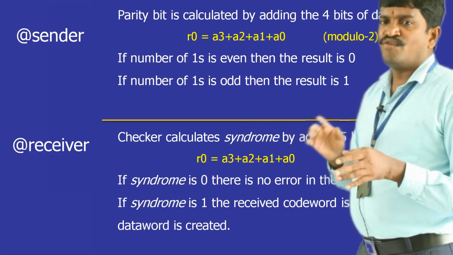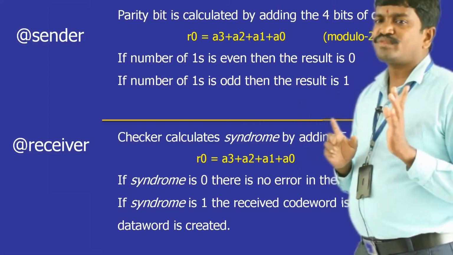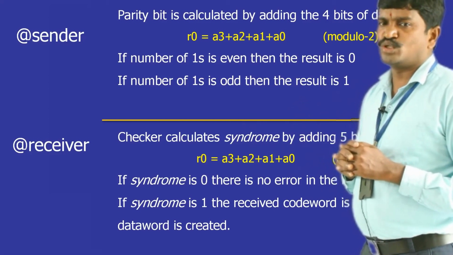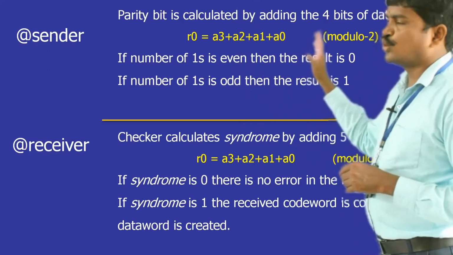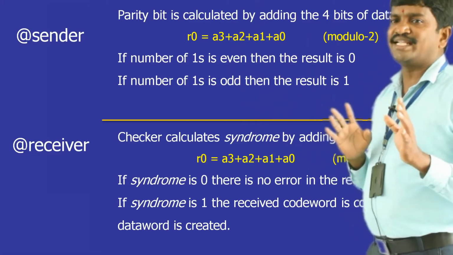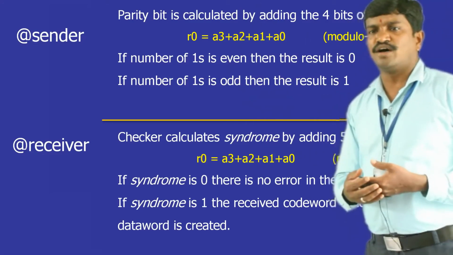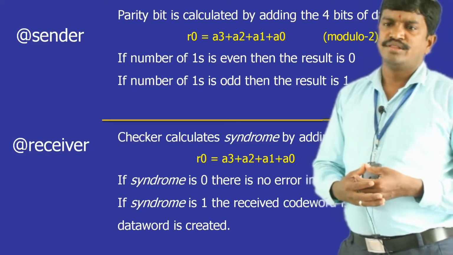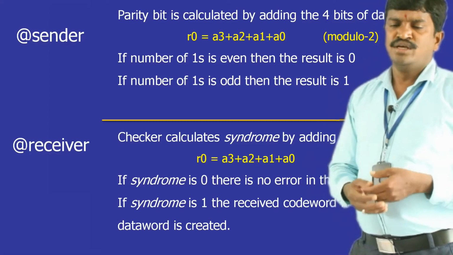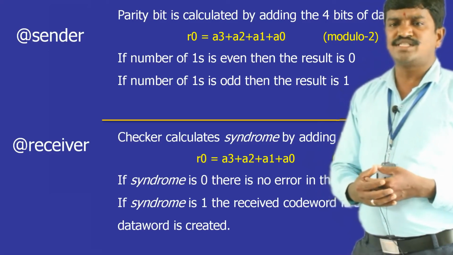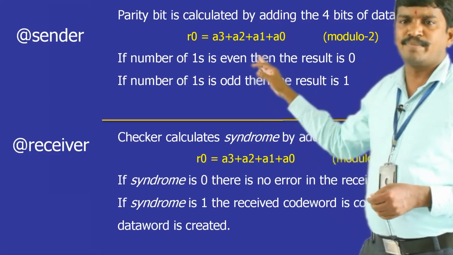So now whenever we get an odd number of ones, you are going to get a 1 as the parity bit. This way the parity bit is calculated at the sender. The sender's job is simple: add the data bits. If you get a result of 0, then the data word already has an even number of ones. If the data word has an odd number of ones, we get parity as 1. So this way the work takes place at the sender.